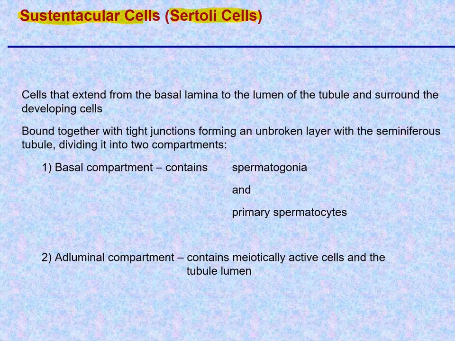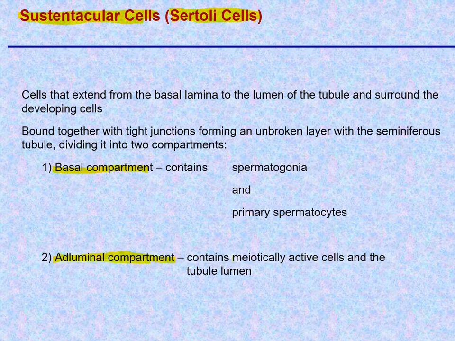There are two major compartments. The outermost, in general, in the seminiferous tubule, is the basal compartment, and the innermost is the adluminal compartment. Adluminal means towards the lumen, towards the central space. Here, this is in the adluminal compartment.